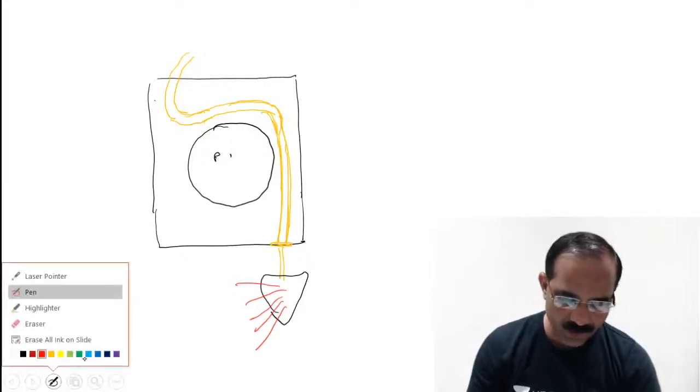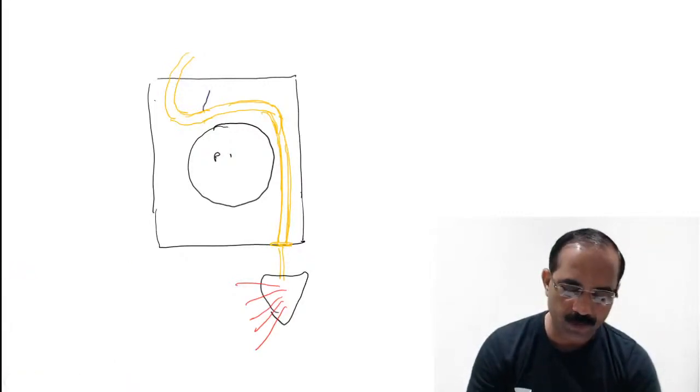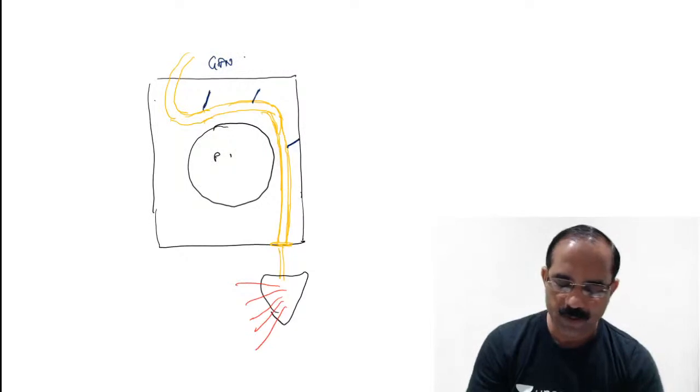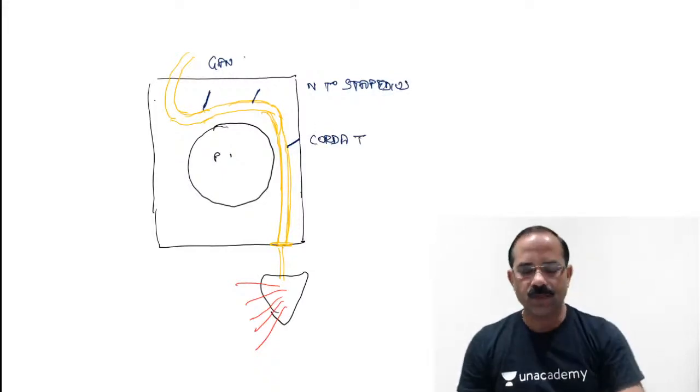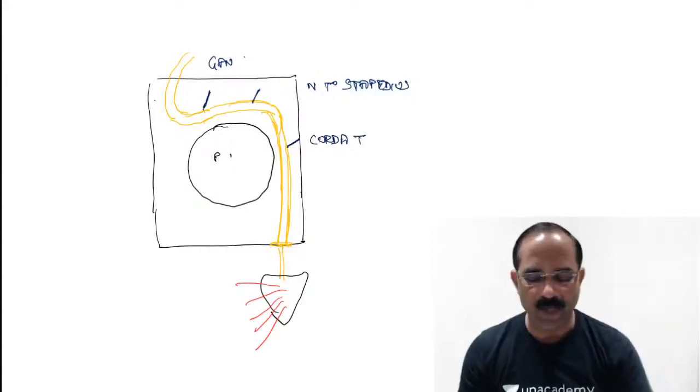In the ear, the facial nerve gives 3 branches. One is the greater petrosal nerve, second is the nerve to stapedius, and the third one is the chorda tympani.